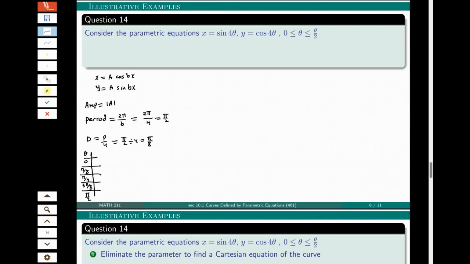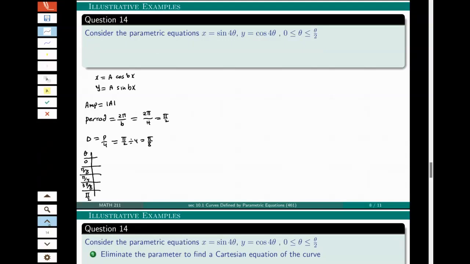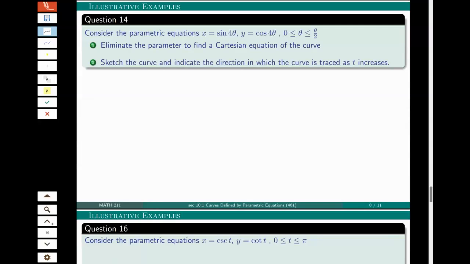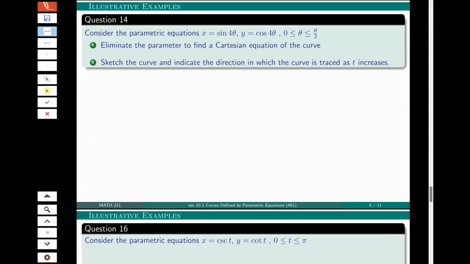Okay. Now, how to get the key points. If I sketch it using the points, I need to calculate what is x and what is y. Okay. So that will be in the second one here.